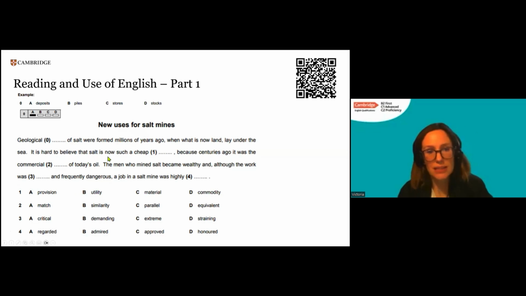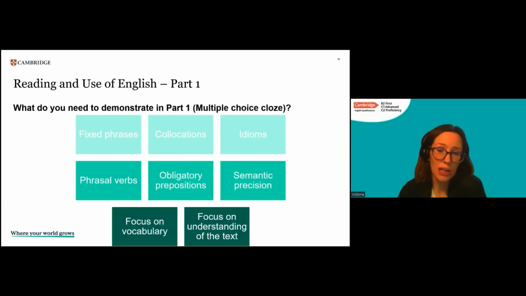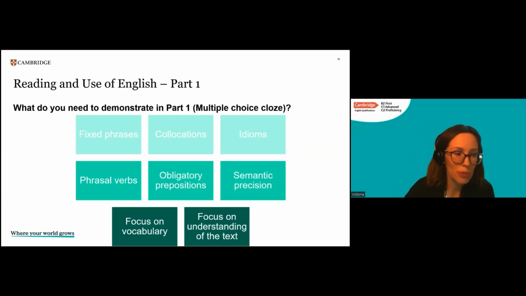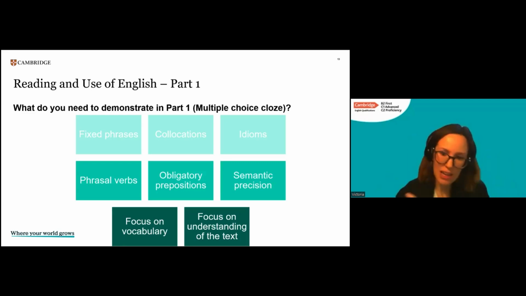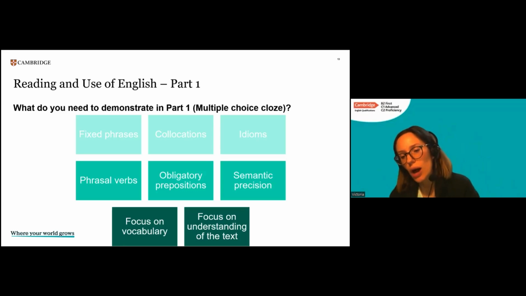So what do you need to demonstrate in part 1? What is the objective of this part? What are we testing here? Well, you can see that we are testing a number of things: fixed phrases, collocations, idioms, phrasal verbs, prepositions, semantic precision as well. So really, the focus is on vocabulary and also on the understanding of the text. It's not only looking at phrase or sentence level, but you may also need a deeper understanding of the text in order to be able to fill in the gaps.